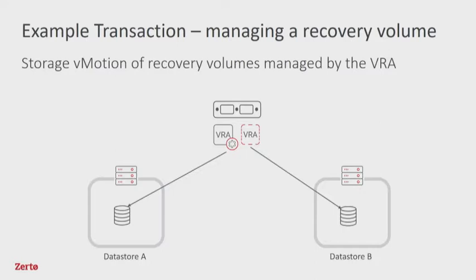Once we have it in the other data store, we are no longer in question of locking down the VM of the VRA, and we can reconnect that recovery volume to the original protecting VRA. Doing that, we are no longer interested in the shadow VM, and we delete it. And that's the transaction. Okay?